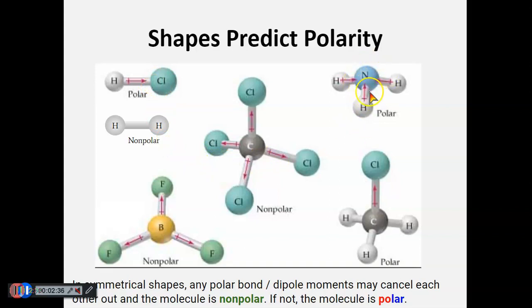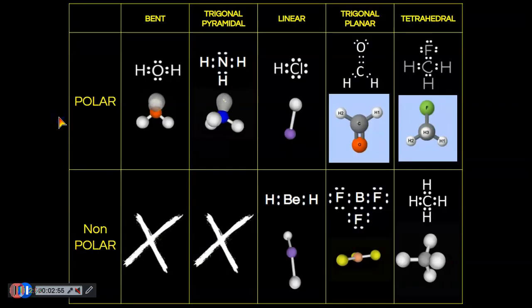Trigonal pyramidal, because of the unshared pairs of electrons, the lone pairs on top, is always going to be polar. And then trigonal planar, this one here, again, this could be either one. Right now, this is nonpolar because look at the 3 branches. They're all the same. But if one of these branches was different, it would then be polar.